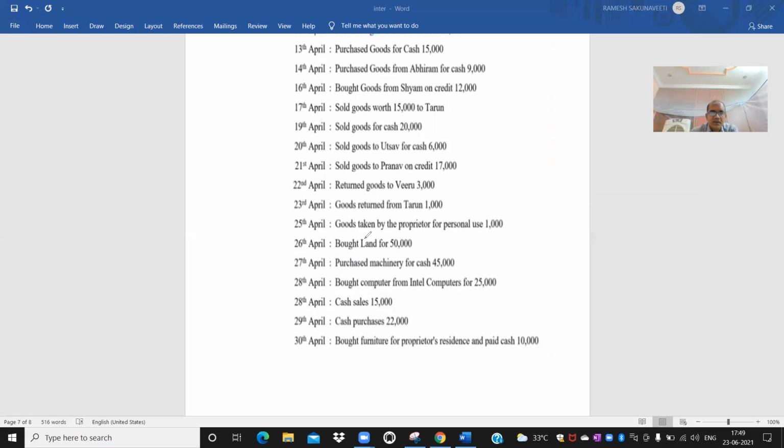Next one. On 25th, goods taken by the proprietor for personal use, 1,000 rupees. Yes. What is the journal entry for this one?